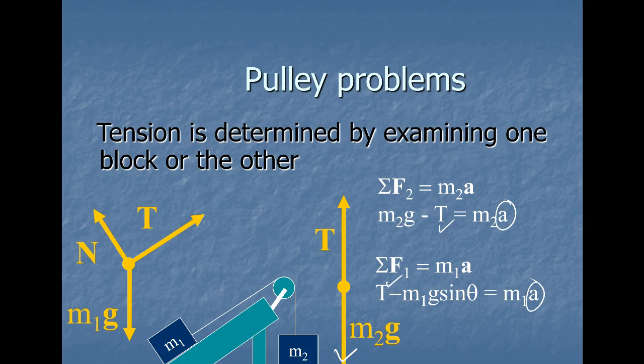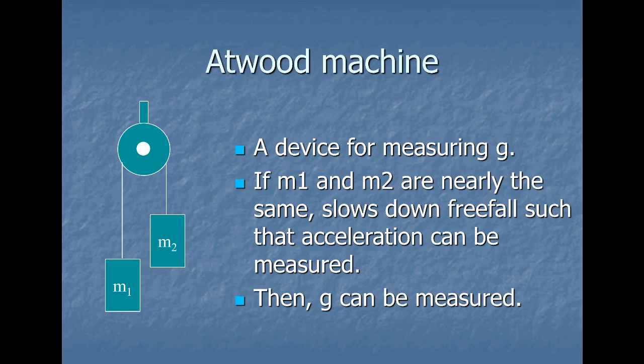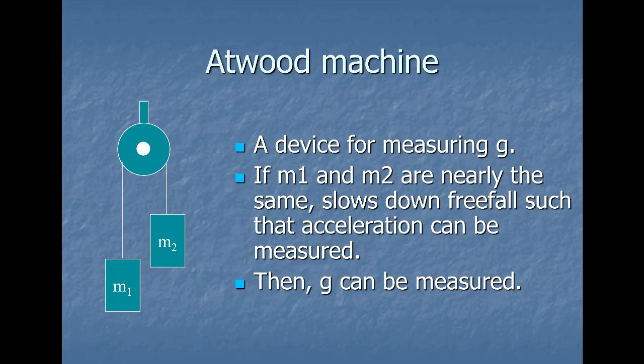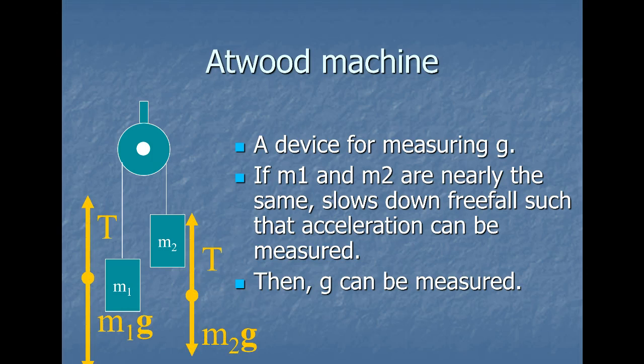Okay, so we'll kind of wrap up our discussion of tension by considering the Atwood machine. Now the Atwood machine is a neat device for measuring gravity. So if we know M1 and M2, then we can kind of set them so that the acceleration can be measured. And if they're pretty close to the same value, then we're going to get close to zero acceleration. And we can measure g from this. So what do we mean by that? So here are the forces on each of them.